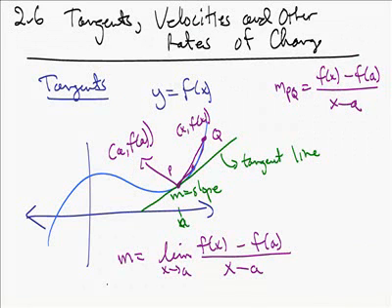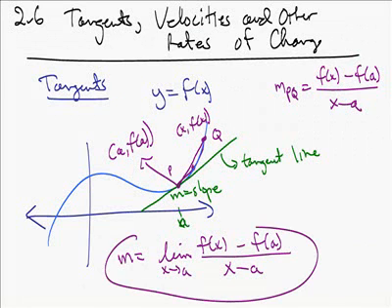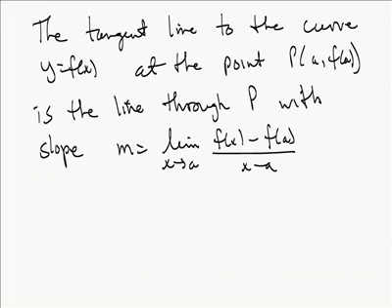And so we can formally define then the slope of this tangent line, m, as a limit, as x approaches a of f of x minus f of a, divided by x minus a. And so the book then defines in definition 1 the tangent line. And here's the definition that we have.